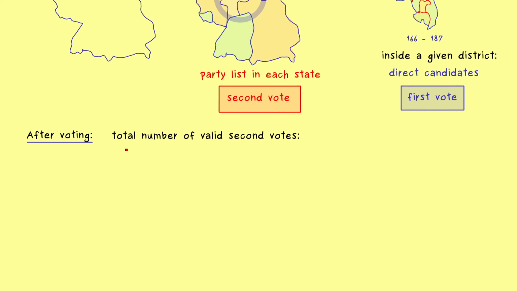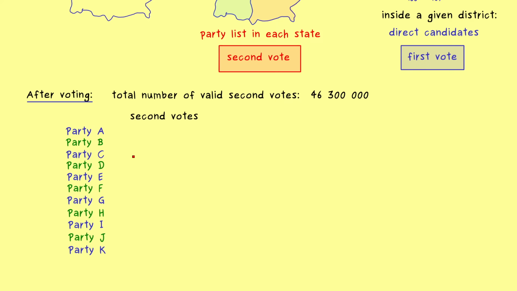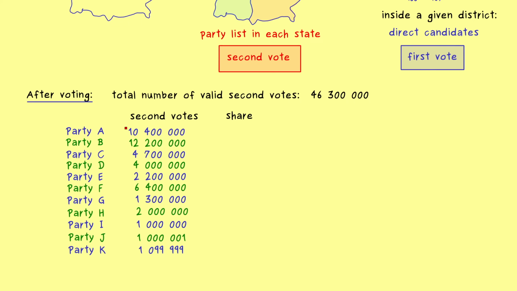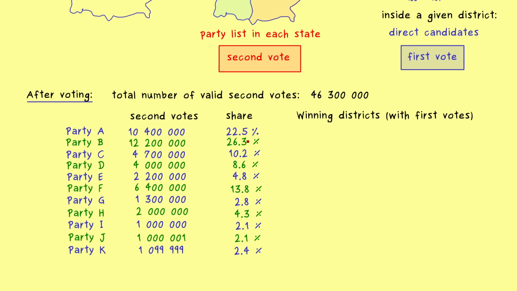The first important number is the total number of valid second votes in the whole of Germany. A common number would be like 46 million, and they are distributed over all the parties that took part in the election. So we can just count the second votes, and afterwards we know how well a given party has done. Usually we express this number as a percentage with respect to the total number of valid second votes. In fact, this share of votes determines which parties are actually important. However, there's also a second ingredient, because we can also look at how successful the parties were with their first votes.